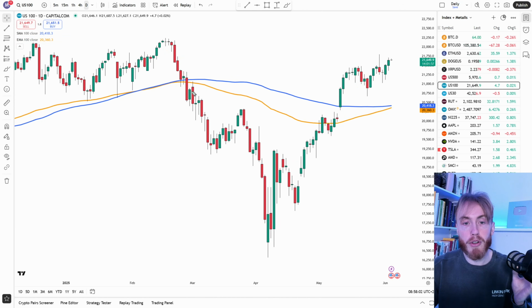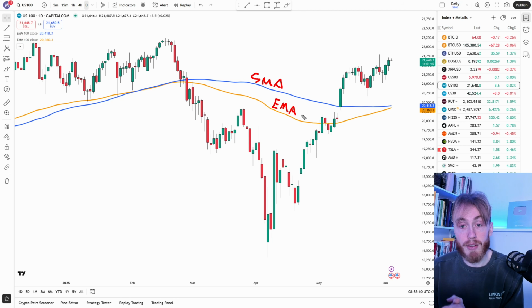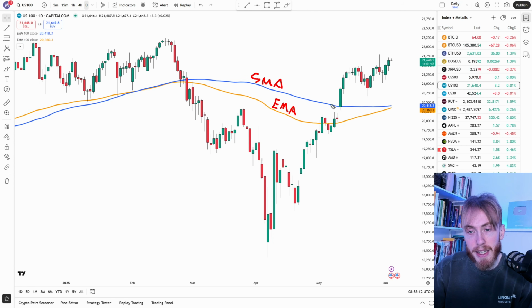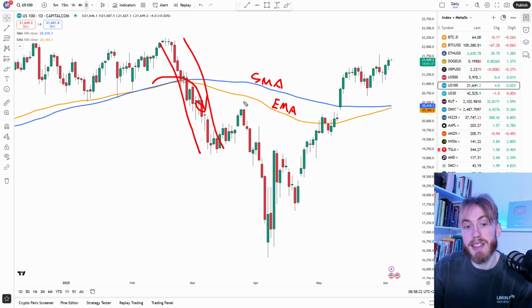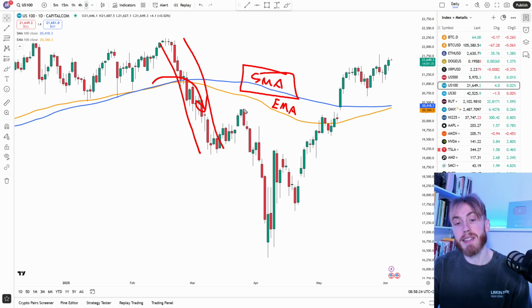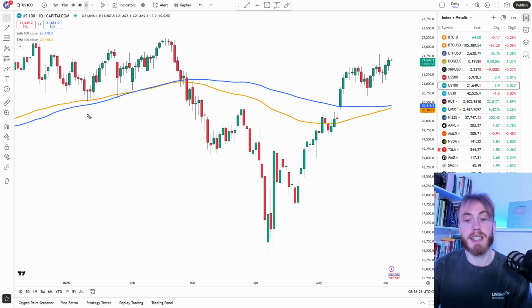So now both of these, remember, the blue one is the SMA, the orange one is the EMA. Both of these are based on 100 days, but as you can see, the EMA actually reacts a bit faster, and this is exactly what we talked about. For example, when we saw the strong move to the downside right here, you can see that the EMA actually turned down quicker than the SMA, and that is what the EMA is all about.